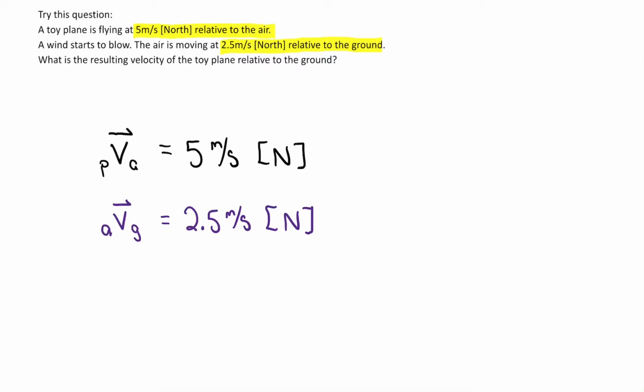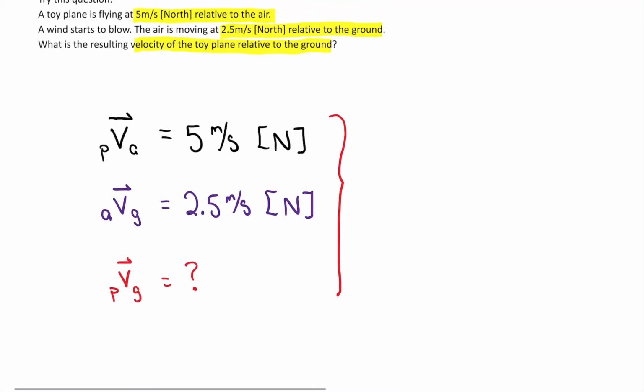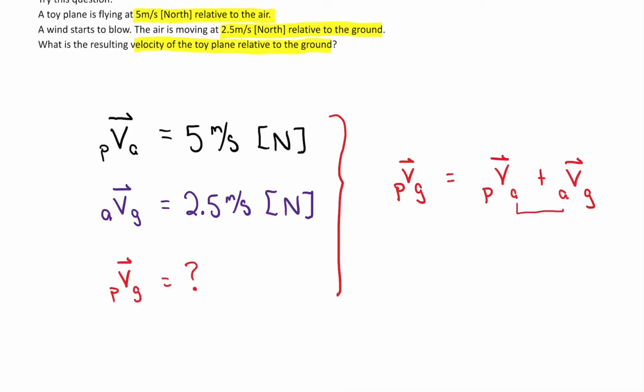The last little piece is, the question wants to know the resulting velocity of the toy plane relative to the ground. So to finish this off, I'll switch colors one more time. The question's asking for the velocity of the plane with respect to the ground. If this subscript notation starts to make sense, where it gets helpful is, I want to know the velocity of the plane relative to the ground. To get that, I'm going to take the velocity of the plane relative to the air and add the velocity of the air relative to the ground. So it's almost like that inside A cancels with that inside A. To get all the way from plane to ground, we take plane to air and add air to ground.